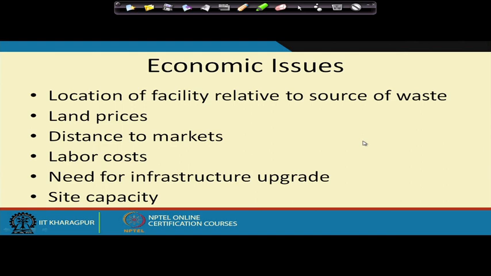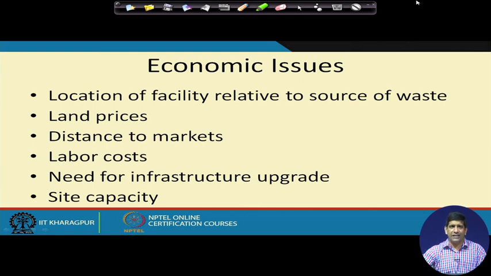Then we have the economic issues. You want this location to be closer to the waste, because as we have been talking about, the collection of waste is one of the most costly affairs as part of the waste management system. So the economic issues are the location of the facility relative to the source of waste, the price of land, and if you are producing certain materials, what is the distance to the market. Those things have to be looked at, the cost of labor, and infrastructure.